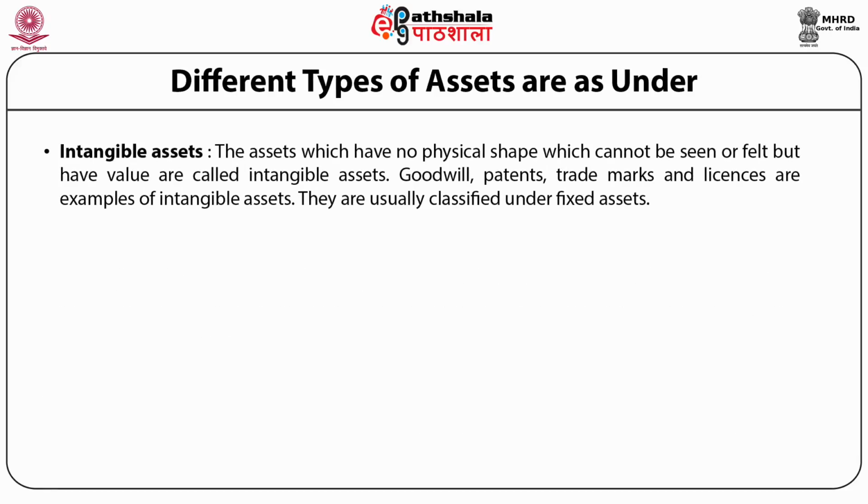Intangible assets. The assets which have no physical shape, which cannot be seen or felt but have value, are called intangible assets. Goodwill, patents, trademarks, and licenses are examples of intangible assets. They are usually classified under fixed assets.